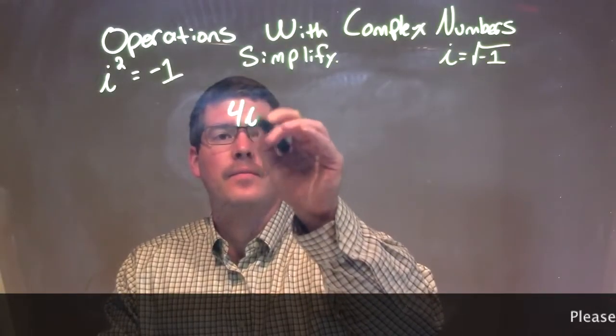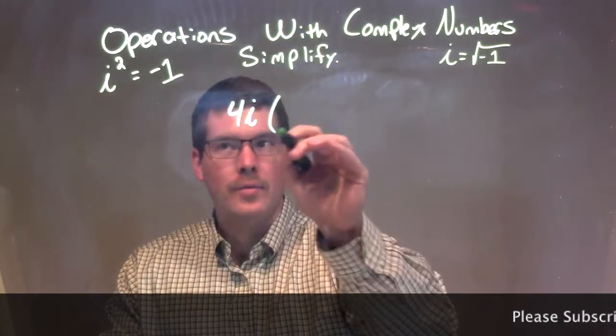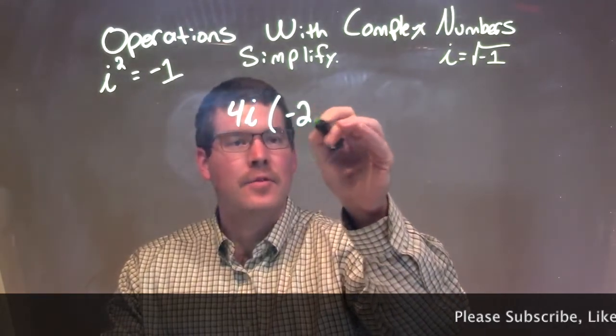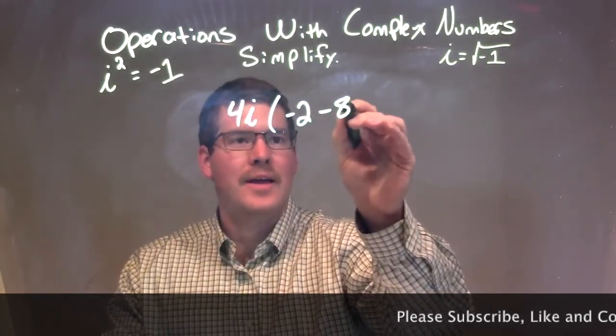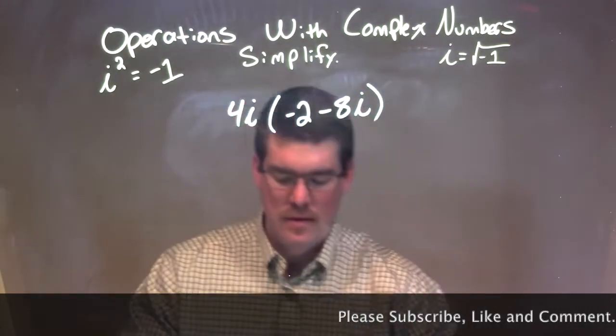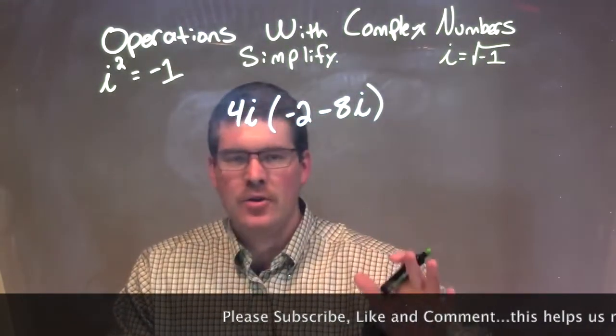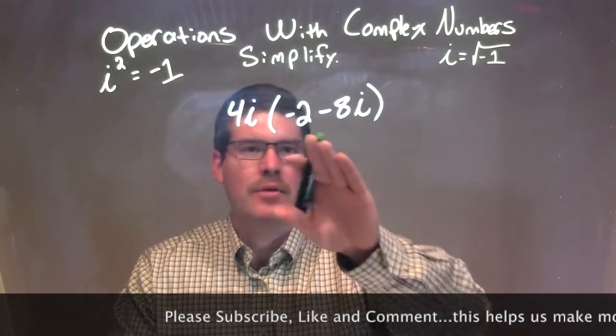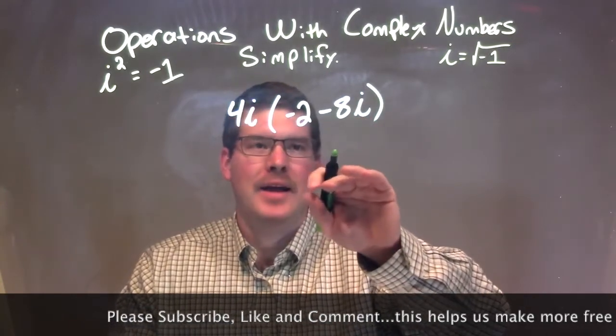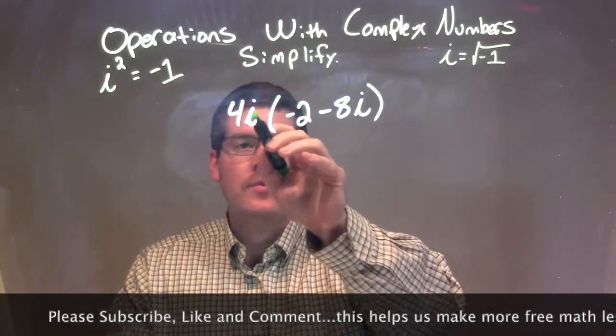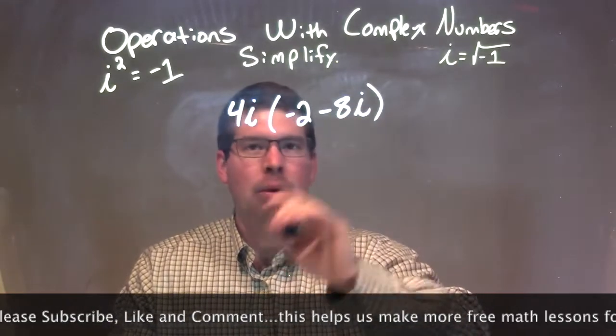4i times negative 2 minus 8i. Well, I look inside my parentheses first. Nothing I can do to simplify, right? They're not like numbers. It's minus 2 minus 8i. But I can distribute this 4i across to both parts, so that's what I'm going to do.